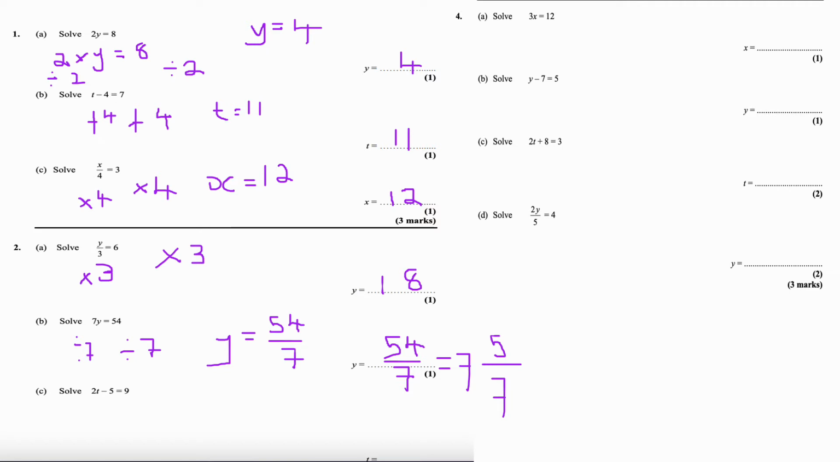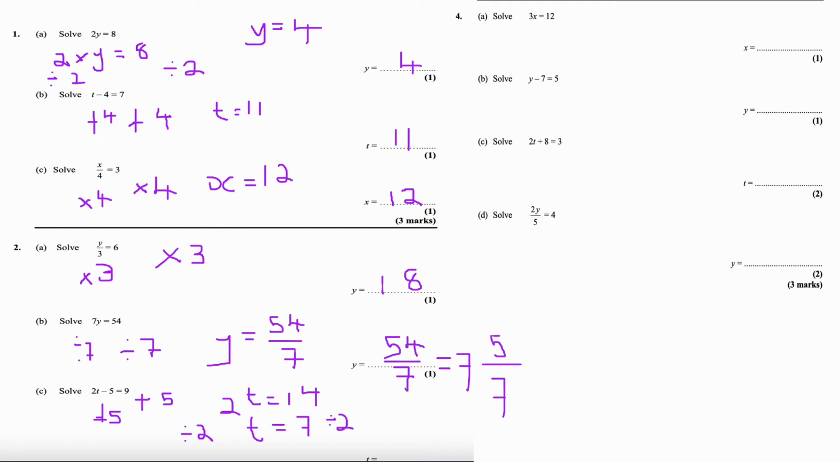2c, solve 2t minus 5 is 9. Well, if I add 5 to both sides to balance the equation, I get 2t is equal to 14. Dividing both sides by 2, I get t is equal to 14 divided by 2, which is 7, guys, because 2t means 2 times t, so the opposite of times by 2 is dividing both sides by 2.